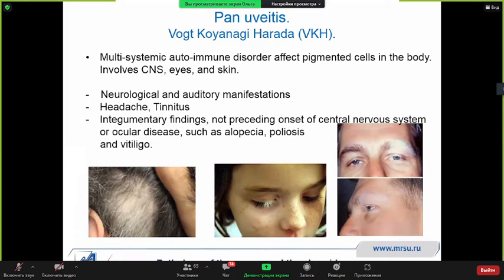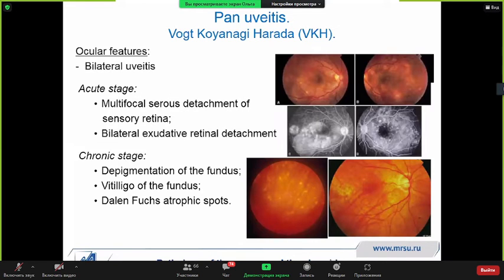The next disease which can cause panuveitis is Vogt-Koyanagi-Harada. It's a multisystemic autoimmune disorder. It affects pigmented cells in the body, involving CNS, eyes, and skin. Due to the eye, it's a bilateral uveitis, multifocal serous detachment of the sensory retina, bilateral exudative retinal detachment. In the chronic stage, there can be vitiligo of the fundus, the depigmentation of the fundus, or Dalen-Fuchs atrophic spots.